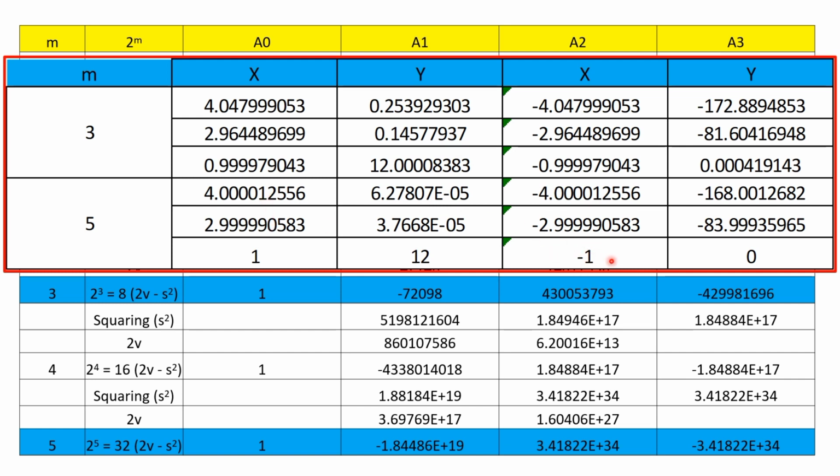So that is how we do Graeffe's root squaring method.